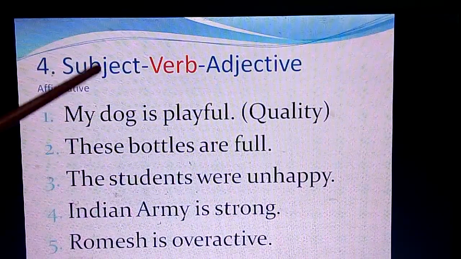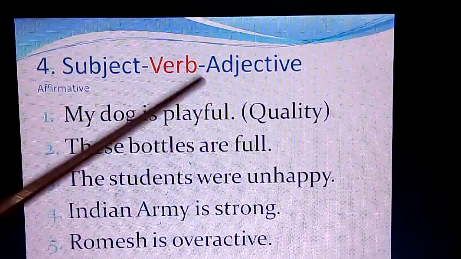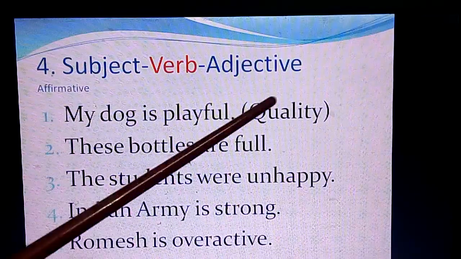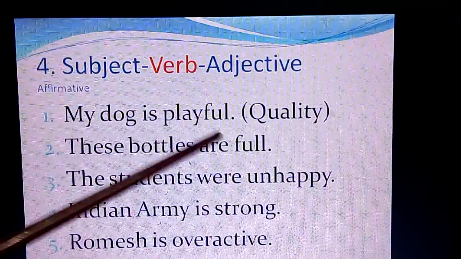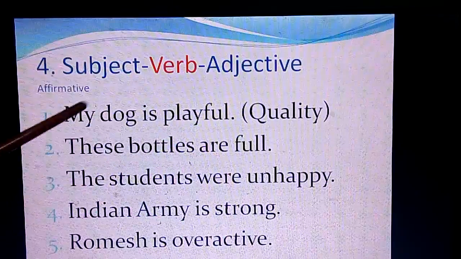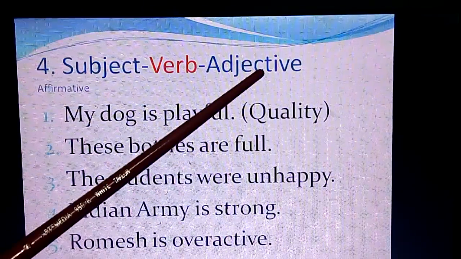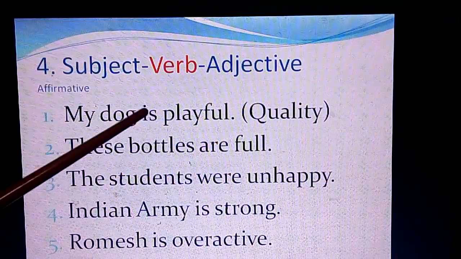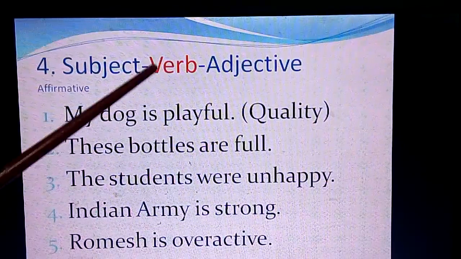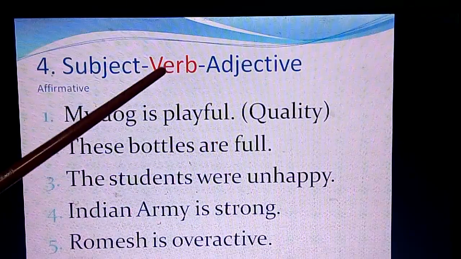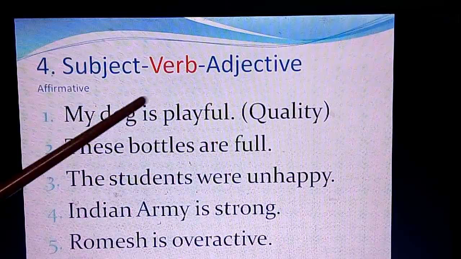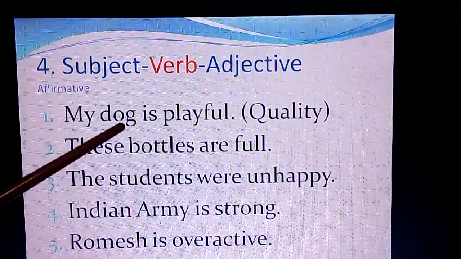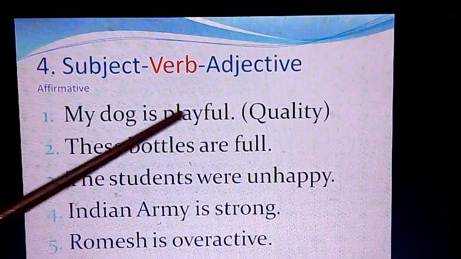Then this brings us to the fourth one, subject, verb, adjective. Let us make some affirmative sentences based on this pattern. So my dog is playful, and playful is the quality of my dog, an adjective. My dog is playful. We can take here in this combination is, am, are, or was, were, that is the forms of verb be, and then we can place an adjective after it. So my dog is playful.